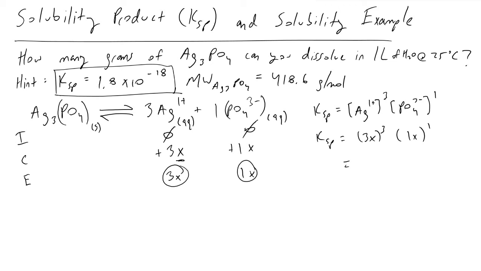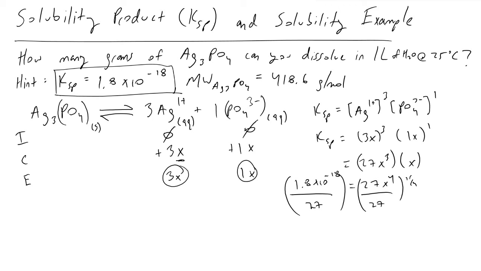And doing some algebraic simplification on the right side of this equation, we'll find that 3 raised to the 3rd is equivalent to 27, and we'll have x cubed, and we're going to multiply this by x, and this is equivalent to 27 times x raised to the 4th. This quantity must be equivalent to the left side of our equation, KSP, which was 1.8 times 10 to the -18th. And if we divide both sides by 27, and then raise both sides to the 1/4 power, what we get if we solve for x is 1.61 times 10 raised to the -5.